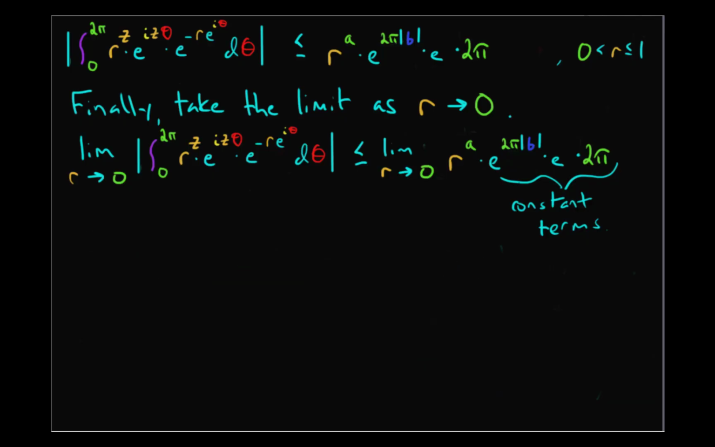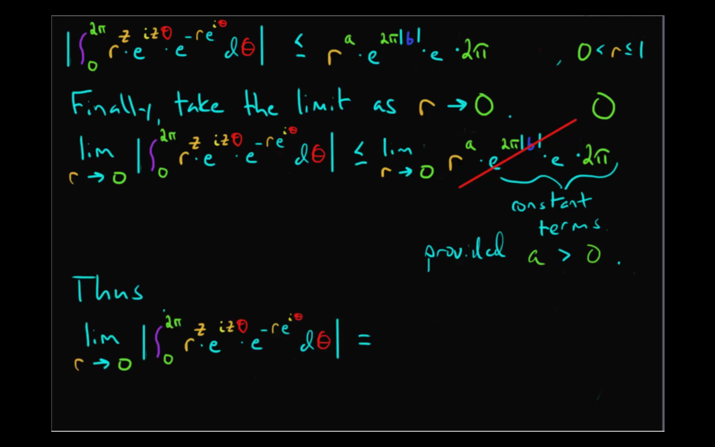So then we have that on the right-hand side of the inequality, provided that the real part of z, that is to say a, is positive, then the limit as r approaches 0 of r to the a times all those constants must equal 0. And therefore we have proved that the limit as r approaches 0 of the modulus of the integral also must equal 0 by virtue of the fact that the modulus is never negative. Therefore, because the limit as r approaches 0 of the modulus of this integral is less than or equal to 0, it must equal 0. Again, provided that the real part of z, that is to say a, is positive.